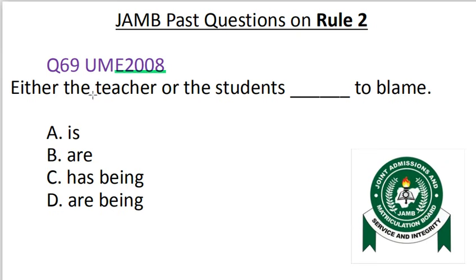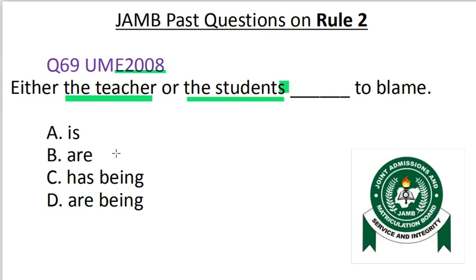The next question is question 69, UME 2008. Either the teacher or the students dash to blame. So we have the teacher, the students. The teacher is singular, the students is plural. Which of them is closer to the verb? The students, that is the plural subject, is closer to the verb. We are going to look for the plural verb. A is, B are, C has been, D are being.